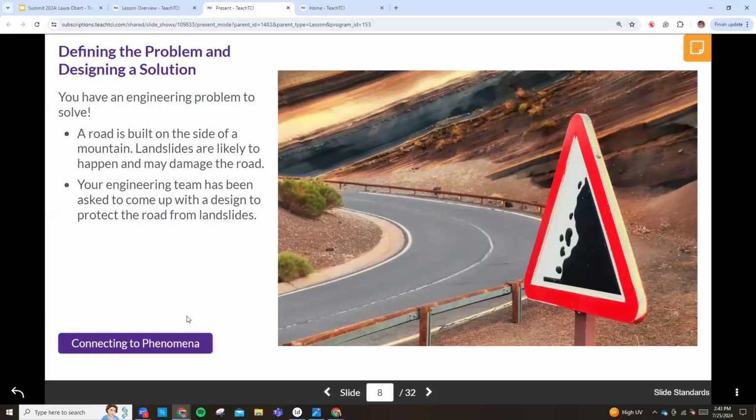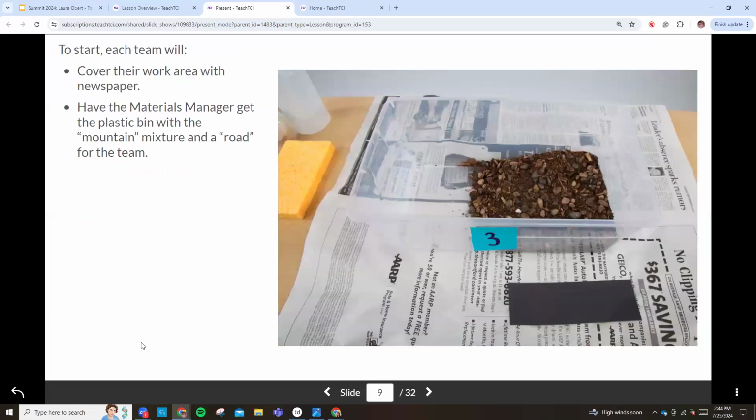And then what they're going to be doing is they're going to define a problem. So the road is built on the side of a mountain, and landslides are likely to happen and can cause damage to the road. As an engineering team, you are asked to come up with a design to protect the road from landslides. As mentioned before, we have multiple touch points to connect to that phenomena. If you ever want to pause to do that connection, just know those are clickable, and you can always have these little mini sessions to connect back to that phenomena as you go through.